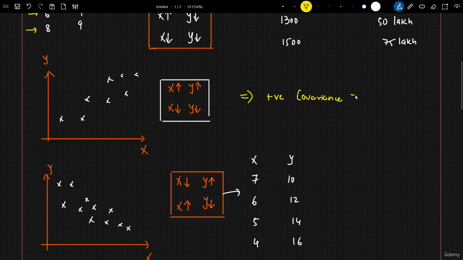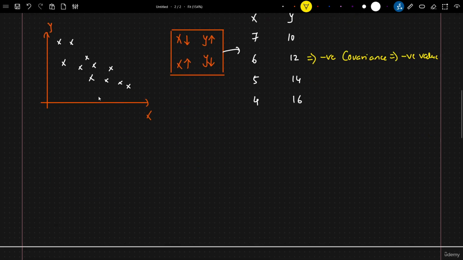Positive covariance basically means if you calculate the covariance, I'm going to get some positive value. For this kind of relationship, where x is increasing, y is decreasing, if I go ahead and try to calculate the covariance, I get a negative covariance because it is opposite. When x is decreasing, y is increasing. So here you are going to get a negative value. Now you may be thinking, Krish, how are you saying positive covariance or negative covariance? Let's do it with the help of calculation.